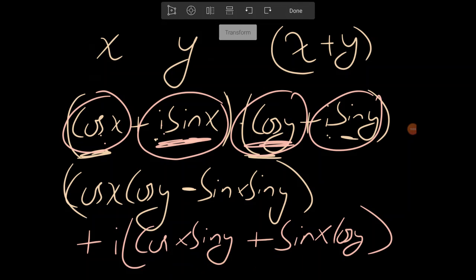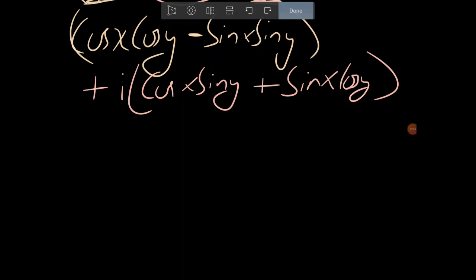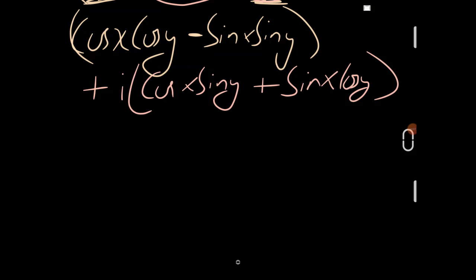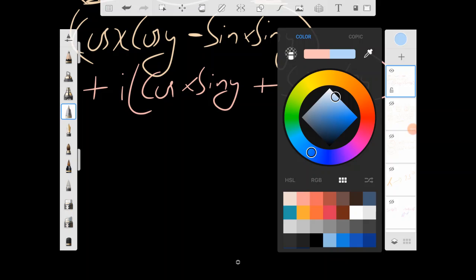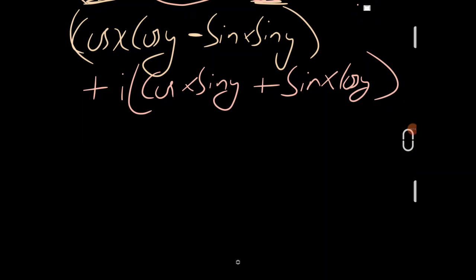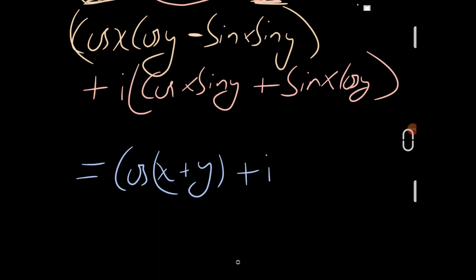Now does this look any similar to what you have studied? If we look carefully, now what will be the RHS? The RHS will be, we need to find sine of x plus y, right? So I will take the complex number of x plus y, that will be cos(x plus y) plus i into sin(x plus y), right? This is my complex number.